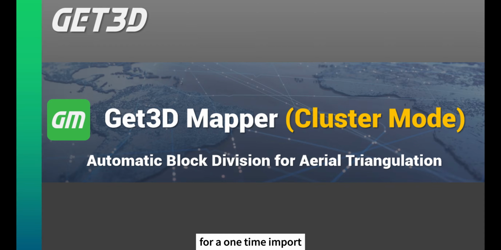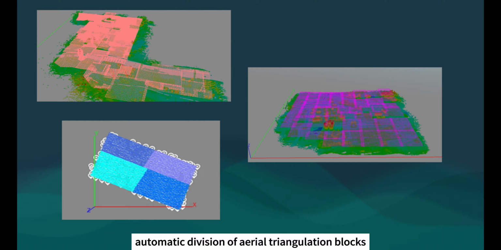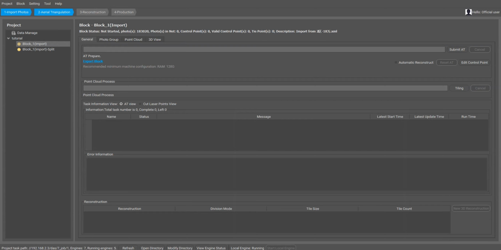For a one-time import of hundreds of thousands of images, for aerial triangulation calculation, Get3D Mapper supports automatic division of aerial triangulation blocks through algorithms, and the whole process is convenient and efficient without manual effort.